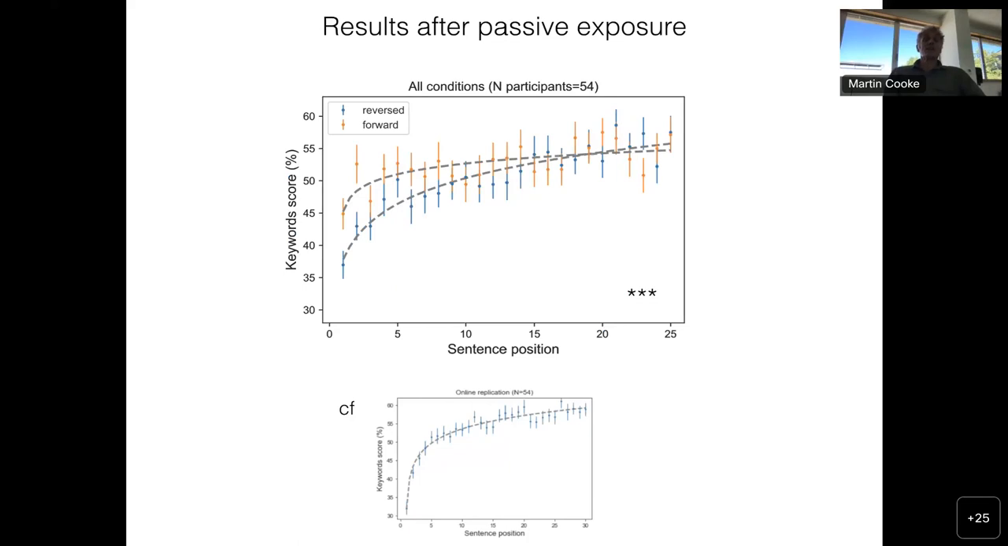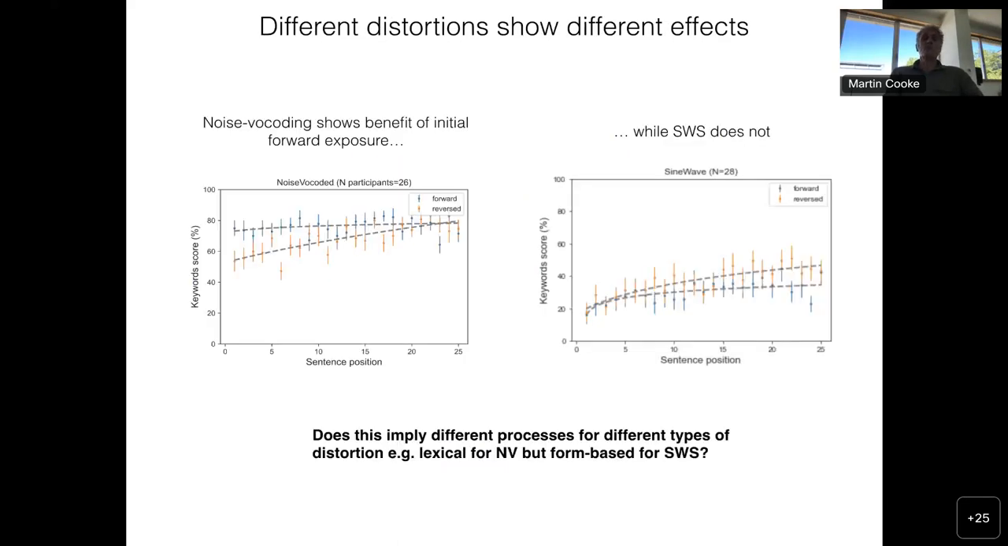And what we see is a clear difference here, that these listeners certainly appear to have adapted during the passive exposure far more than those that heard the reverse stimuli. So that does support the idea of a lexically based rapid adaptation, which, to be honest, surprised me quite a lot. However, when we look at the different distortions, we see different effects.